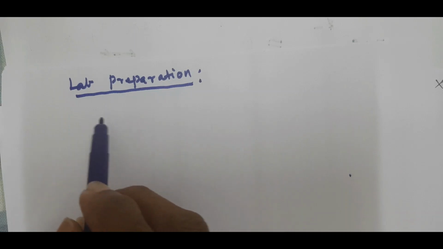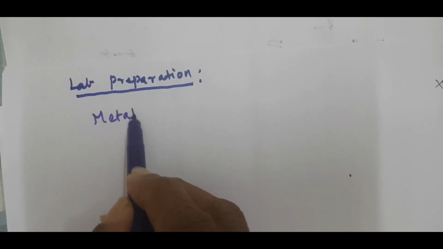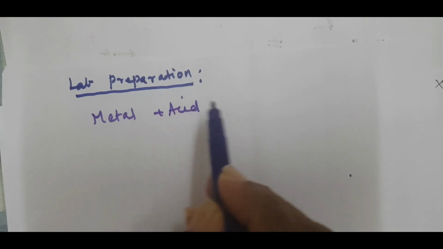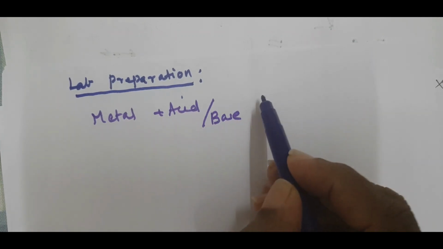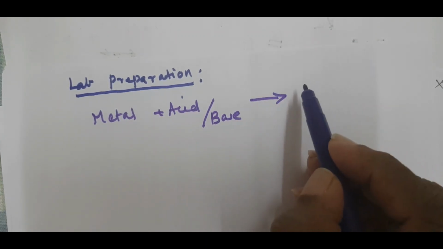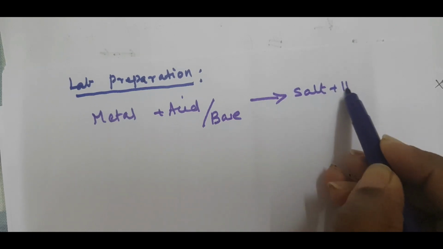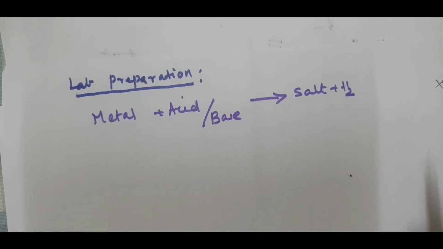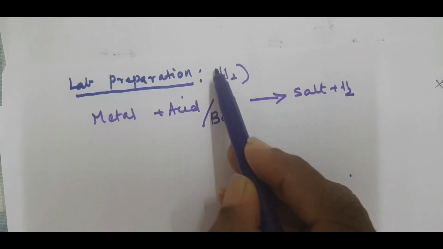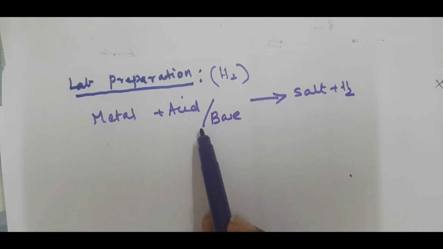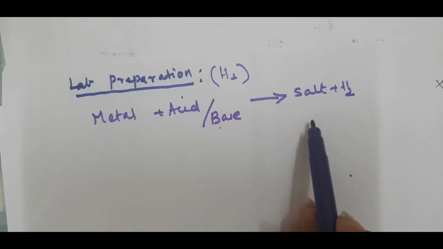In the lab preparation, as you have studied in smaller classes, hydrogen can be obtained from the generic reaction between a metal and an acid or a base. Are you remembering it? A metal with an acid or a base will give you salt plus hydrogen. In the 10th standard you have studied. So that is the lab preparation for hydrogen.